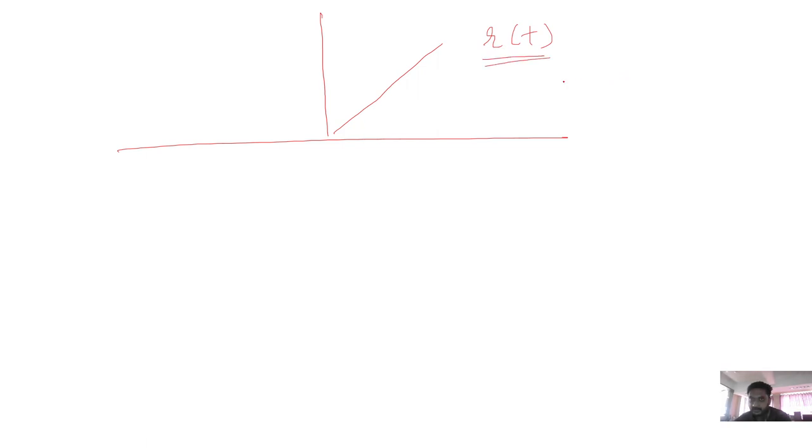understand this, r of t is going to have slope of 1:1 always, and r of t is going to be t for t greater than or equal to 0, and it is going to be 0 for t less than 0. So this we have established, and as this is t, its slope is going to be one by one, right? And this is amplitude.